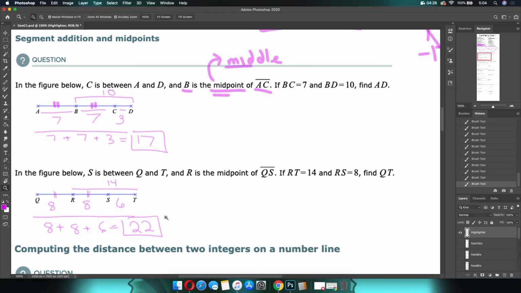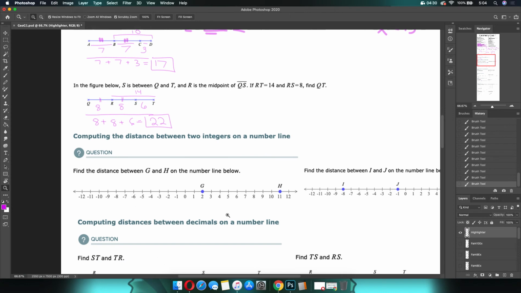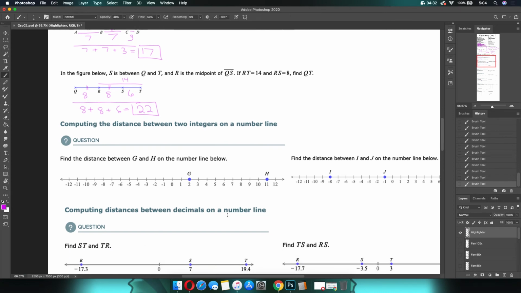Okay? Now we can zoom out a little bit and look at what our next ones are. Okay, so distance now is something else that deals with segments.